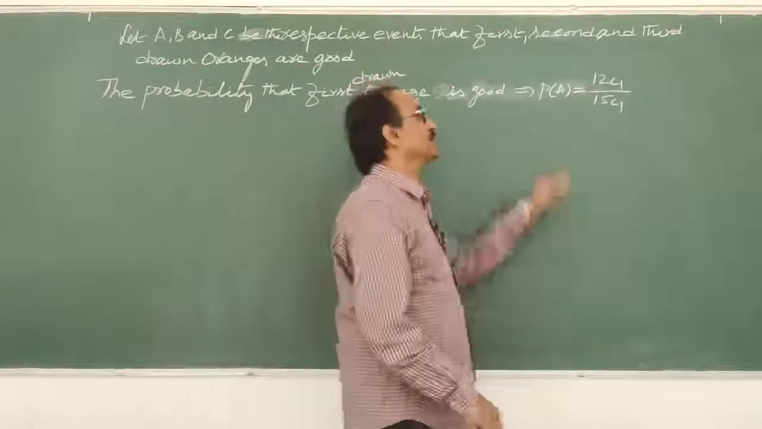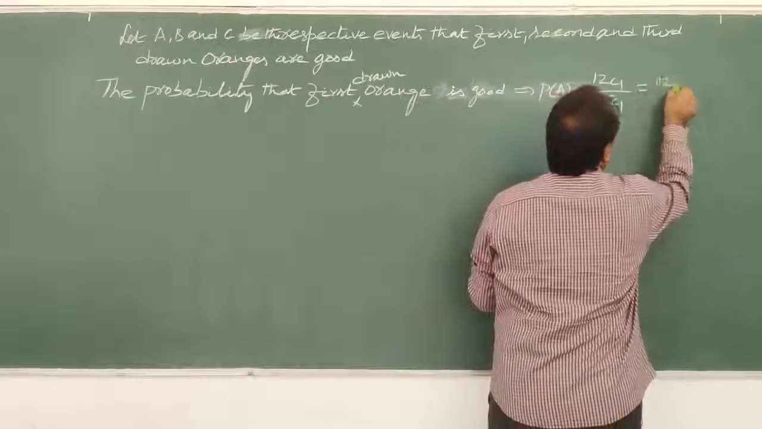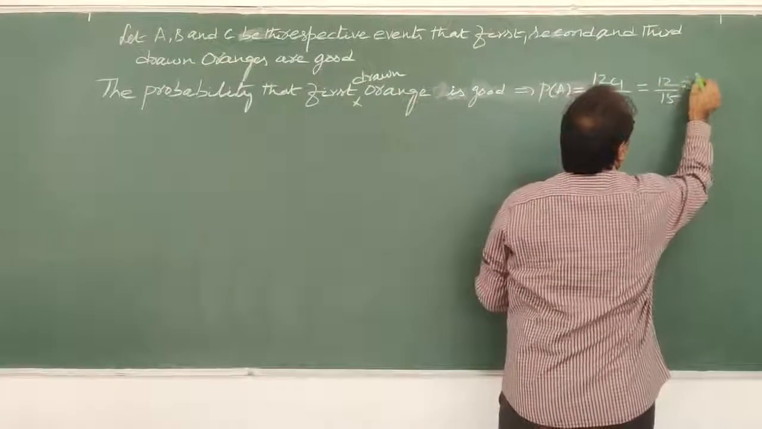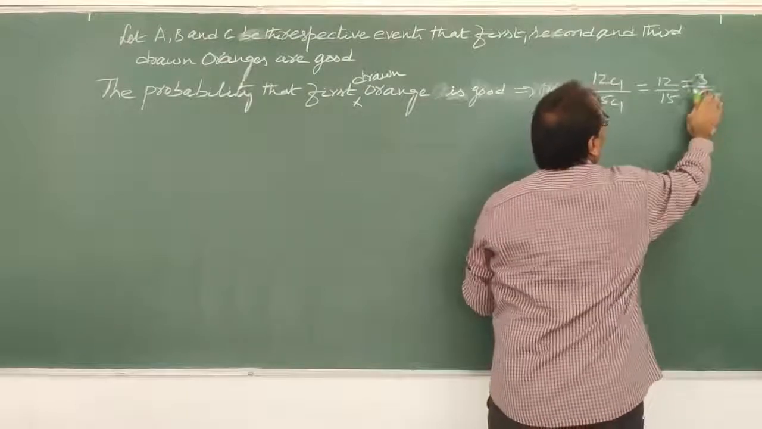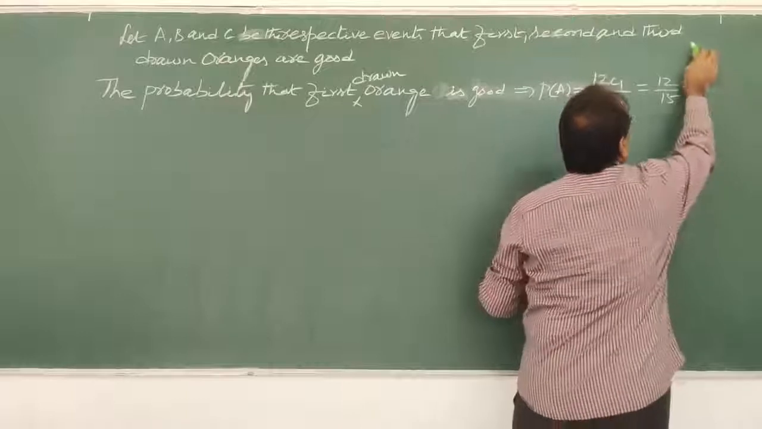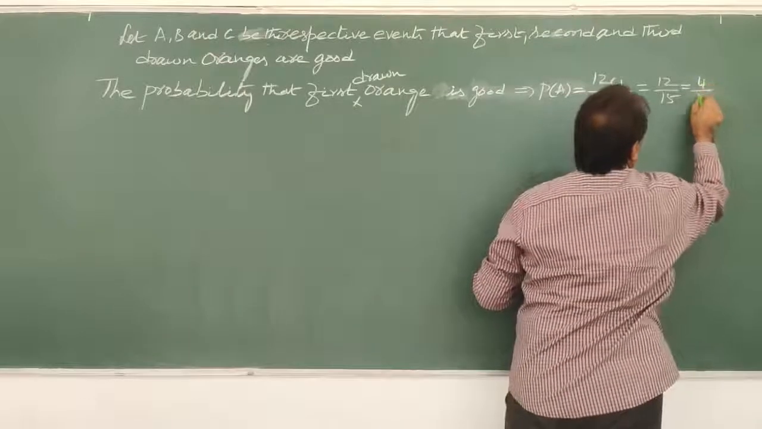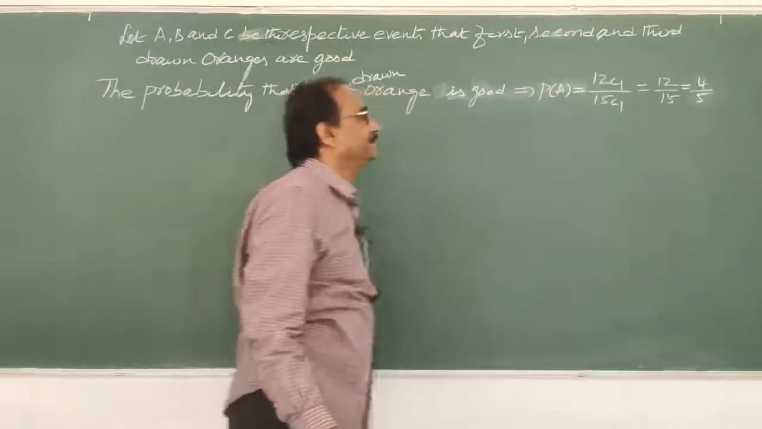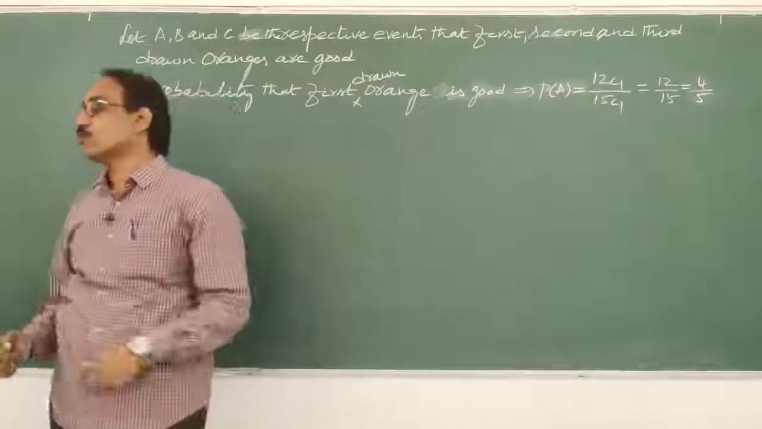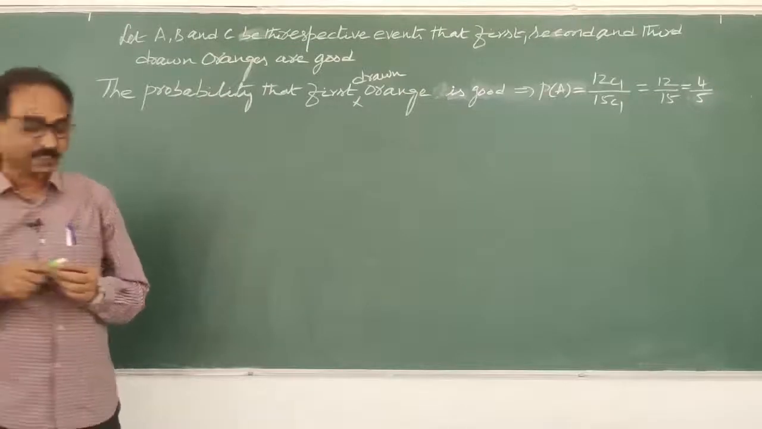12 C1. So therefore 12 C1 by 15 C1, which you can write as 12 by 15. 12 by 15 means 3 by 5, correct? Otherwise keep 12 by 15 only. Simplified, 4 3s are 12, 5 3s are 15, so 4 by 5. 12 by 15 means 4 by 5. That is the probability of drawing the first one.